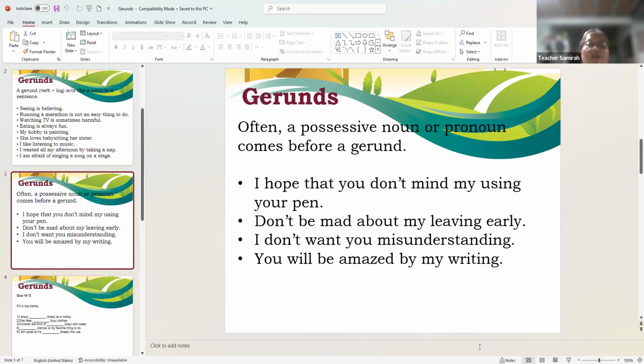So a gerund is a verb to which we added ing.